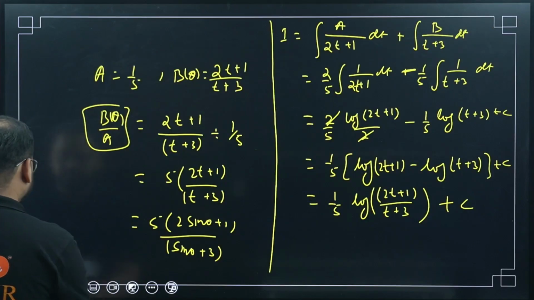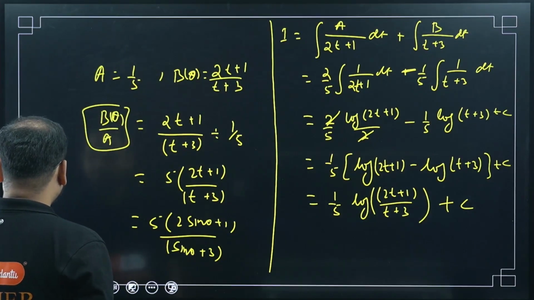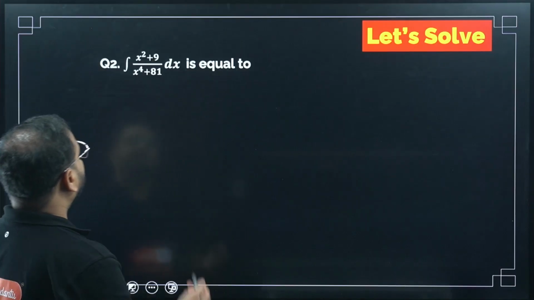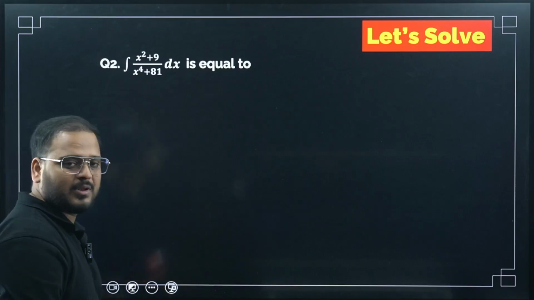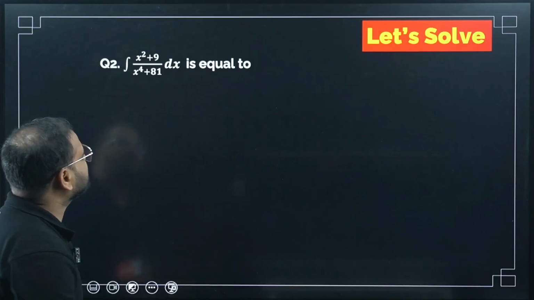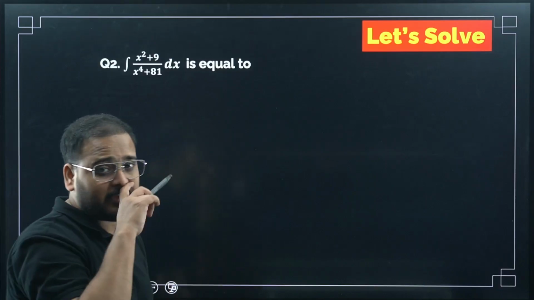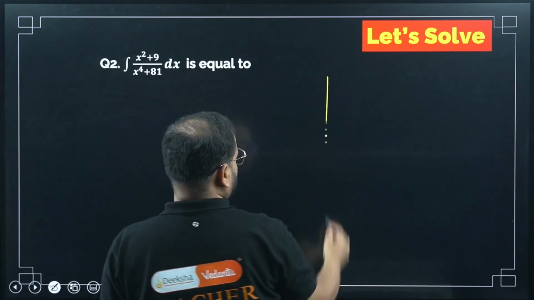Now moving on. Question number 2: the integration of x square plus 9 dx upon x power 4 plus 81. So I have to use substitution over here to solve this question. Let's see what I can substitute. Before that, I have to do some modifications. Please have a look.